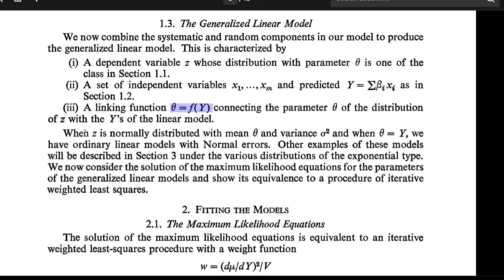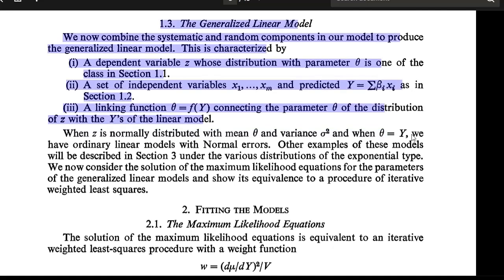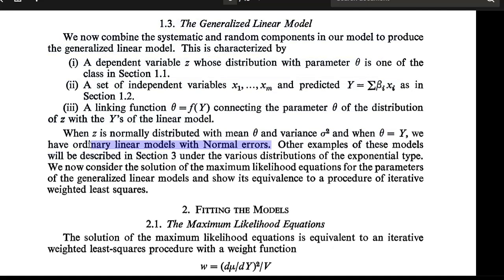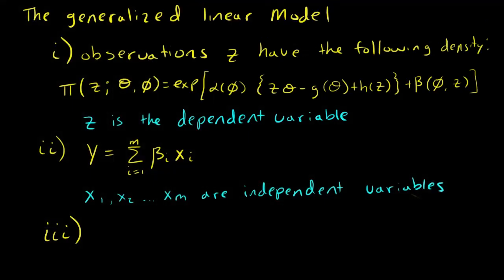Then they go on to say when Z is normally distributed with mean theta and variance sigma squared, and when theta equals Y, we have an ordinary linear model with normal errors. Let's talk more about that, and that might help solidify what's going on here. So let me go to my blackboard.